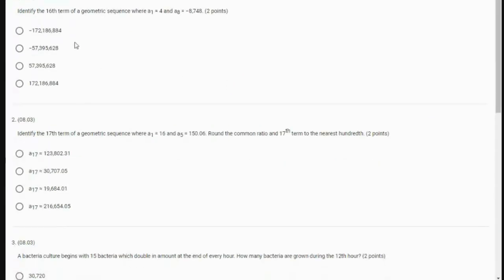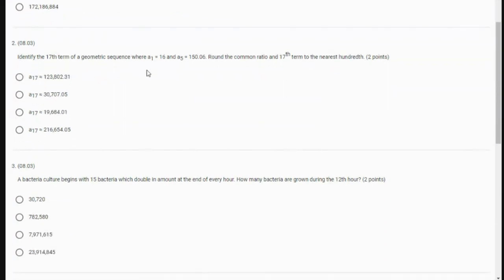See what we have. Find the 16th term when you have the first term and the 8th term. We did a problem just like that. That was the last problem we did. Which one of those is that? Find the 17th term when you have the first term and the 5th term, and the 5th term is a decimal, 150.06. Round the common ratio and the 17th term to the nearest hundredth. That's 2 decimal points. Notice the answers over here are 2 decimal points, 0.31, 0.05. So you're going to round that.